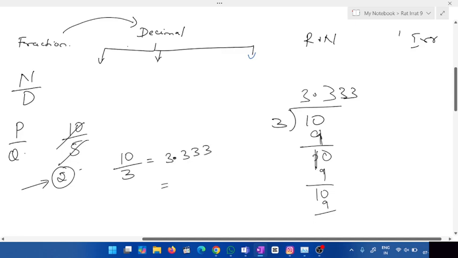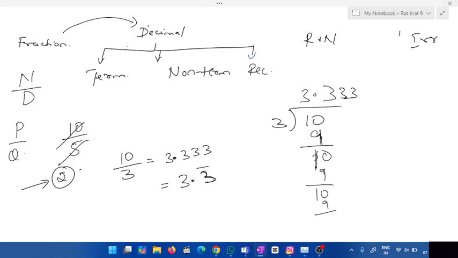So 10 by 3 is a fraction, 3.33 is a decimal, and what kind of decimal is this? When it repeats, what do we call it? Recurring decimal. Yes. It is non-terminating but recurring. It doesn't stop. Terminate means to stop. This is non-terminating, and under non-terminating, recurring. In decimals, we have three types: terminating, non-terminating, and under non-terminating, one never ends, the other one is recurring.